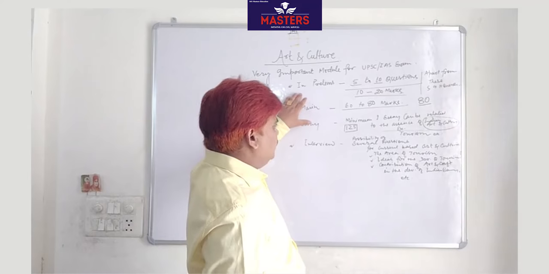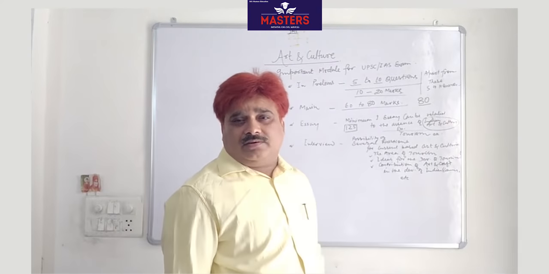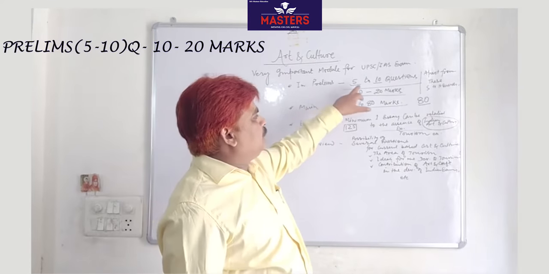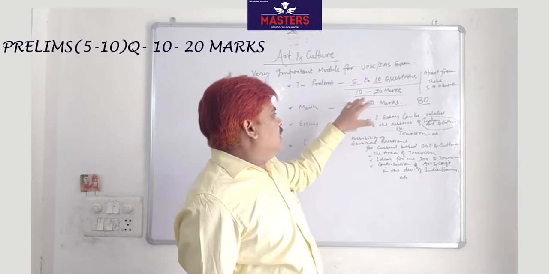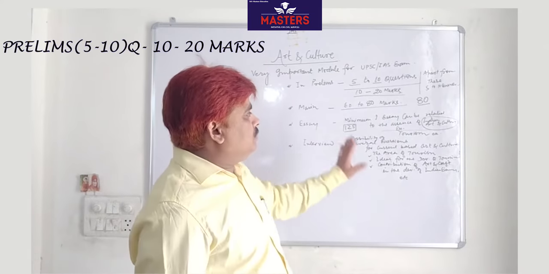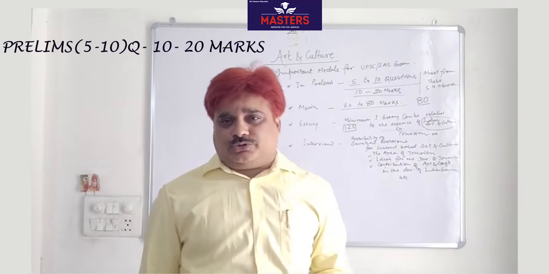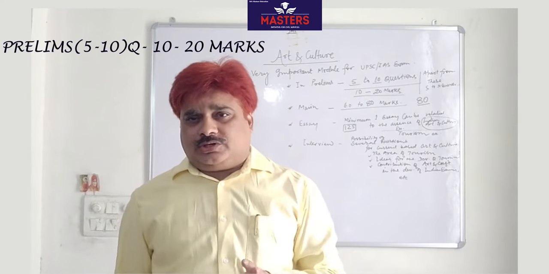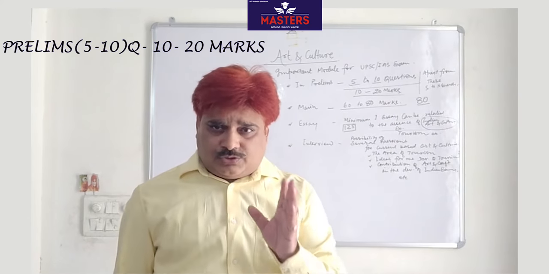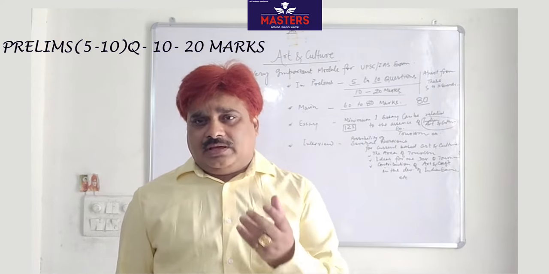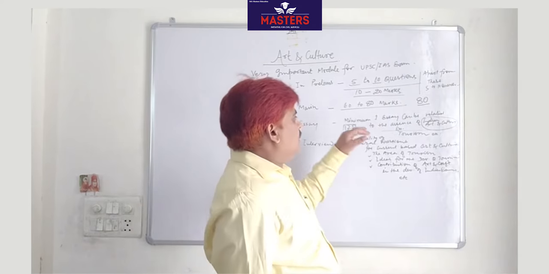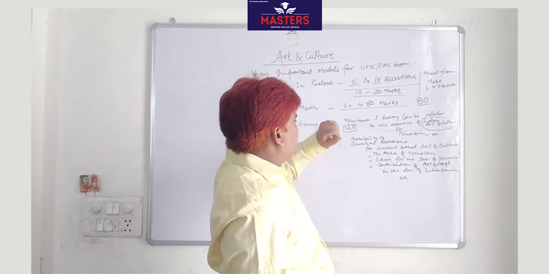Even in the prelims examination, how many questions are we getting? Likely 5 to 10 questions are asked. It means about 10 to 20 marks. Apart from these 5 to 10 questions, every question of ancient India or medieval India also needs the knowledge of art and culture. So it is a very, very important part.